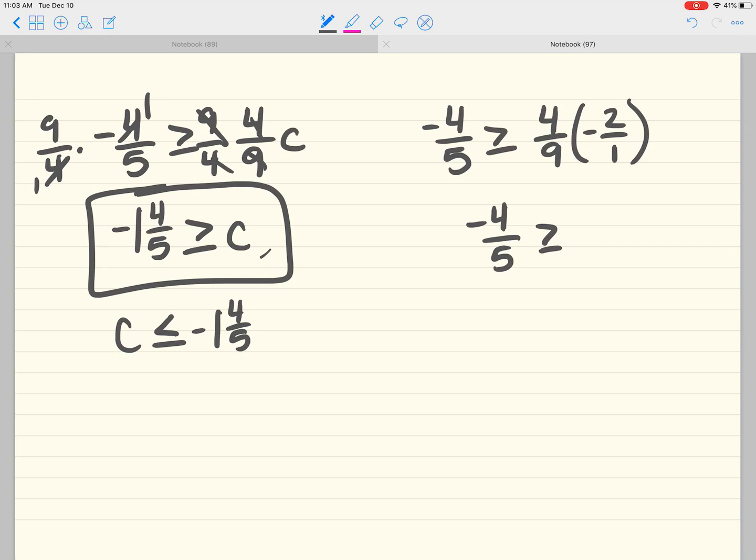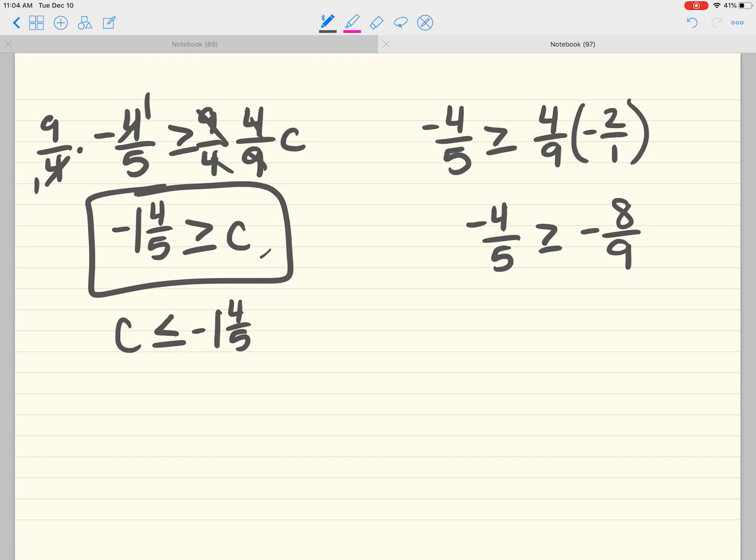What's 4/9 times negative 2 over 1? Negative 8 over 1. Now, what's the only problem here with my check? There's no variable. Do we know for sure which fraction is smaller? No. What could you do? You have two options. Change the denominator or make it into a decimal. Just find a common denominator.